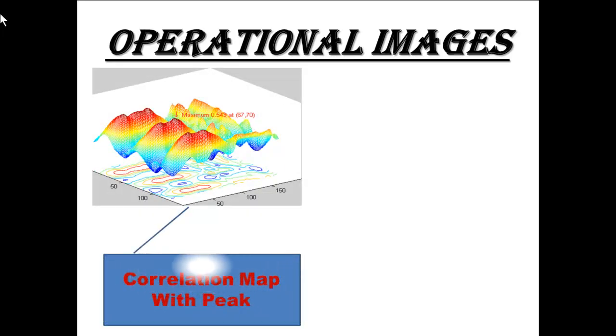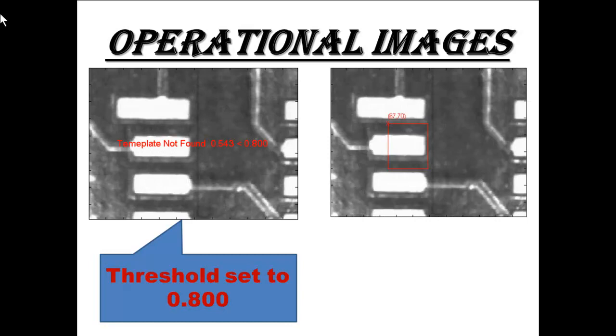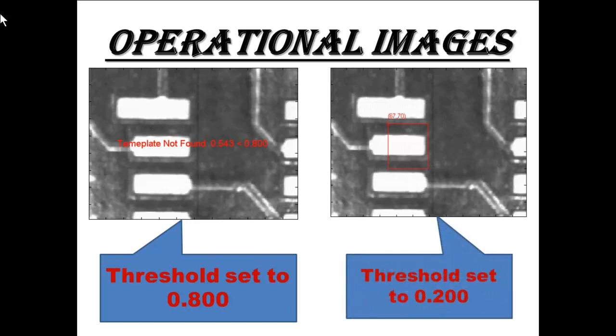Now the last example is correlation with MACP. Source image. In this image, template not found: 0.543 is less than 0.800. Threshold set to 0.800. In that small part of the picture at 67, 70 coordinates, threshold set to 0.200.